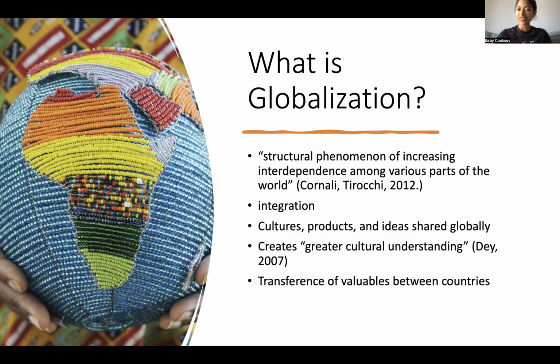What is globalization? For a textbook definition, I have provided this one. It is a structural phenomenon of increasing interdependence among various parts of the world. My definition of globalization is just globally caring for each other, globally sharing values, culture, techniques, ideas, and products, from trade to maybe talking like this across the country, anything that's interconnecting people across the globe.